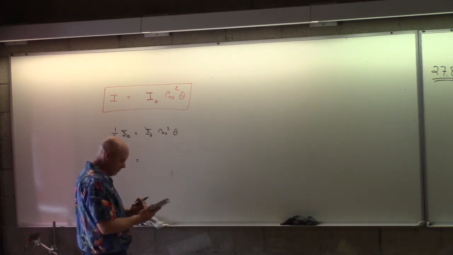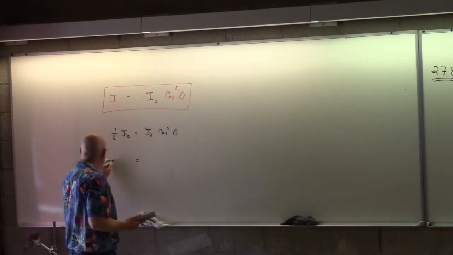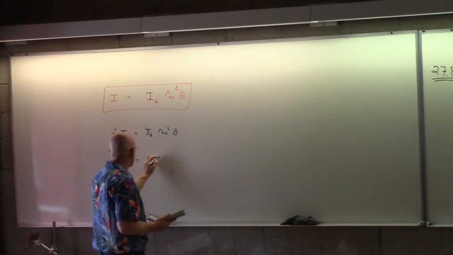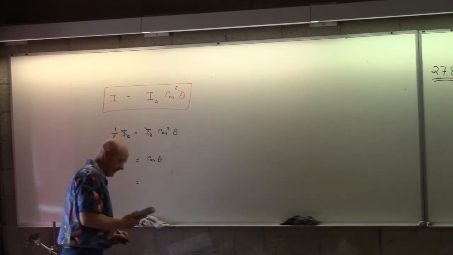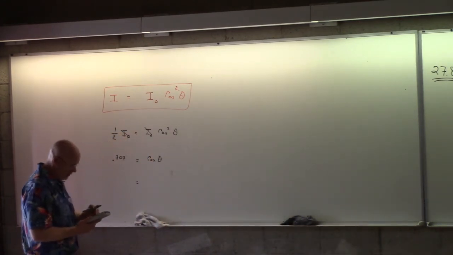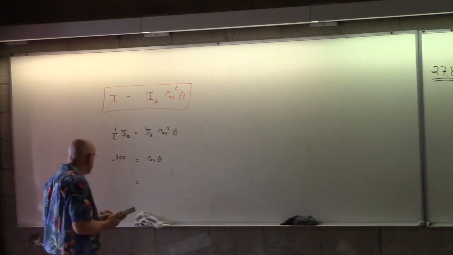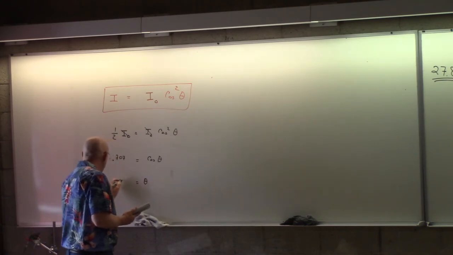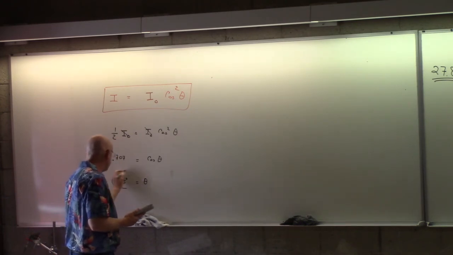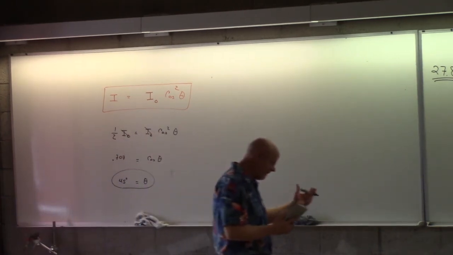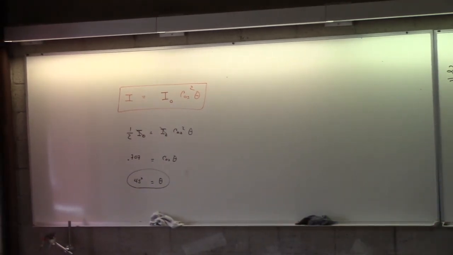The square root of 1/2 should be 0.707, and so that would be cosine of theta. And let me just check that I'm in degrees still. All right, I am. And now let me go inverse cosine, and it looks like an angle of 45 degrees. So set it at 45 degrees and half the light will get blocked and half of it will go through.